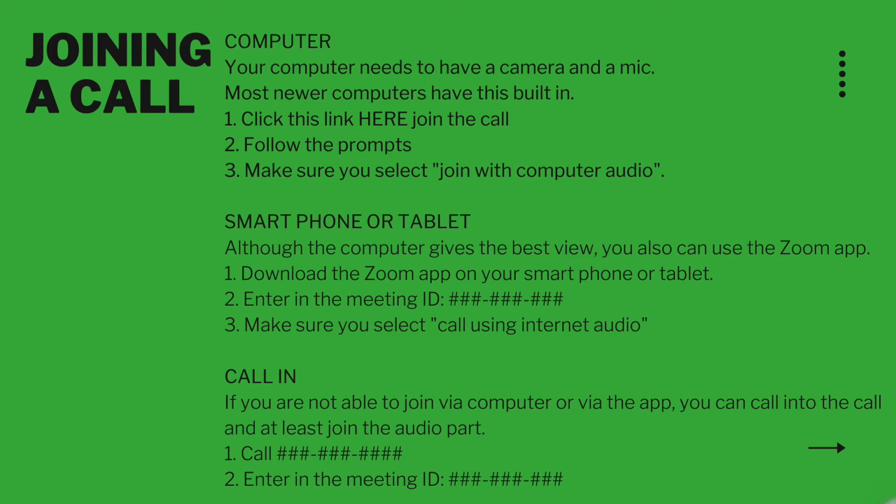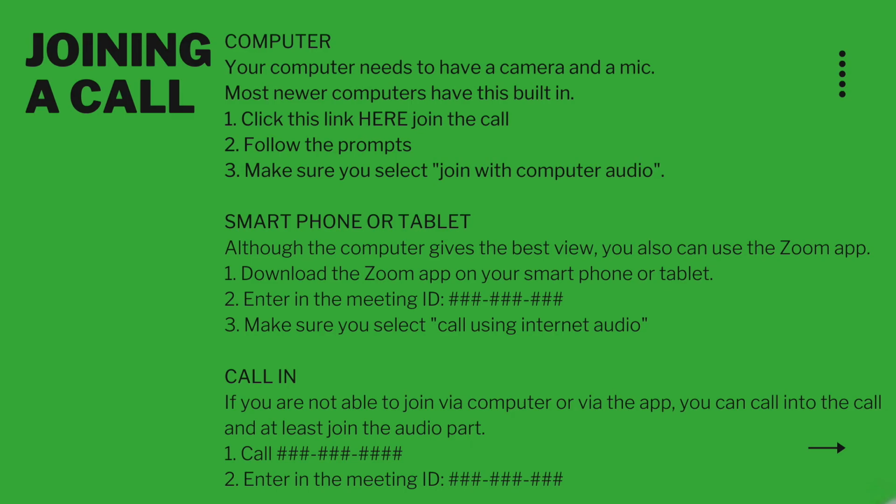If you have downloaded the Zoom app on your smartphone or tablet, you'll need to enter in the meeting ID, and then an option will come up and you want to make sure that you select Call Using Internet Audio. Again, this is going to allow you to be able to hear the audio on the call and for the people on the call to hear you as well. If you don't select this, then you're going to have to go into settings and change it there.